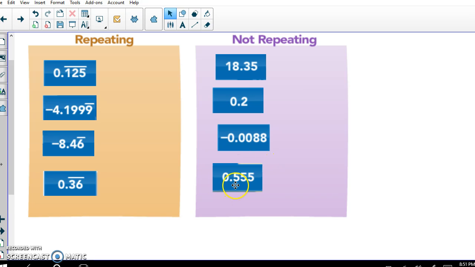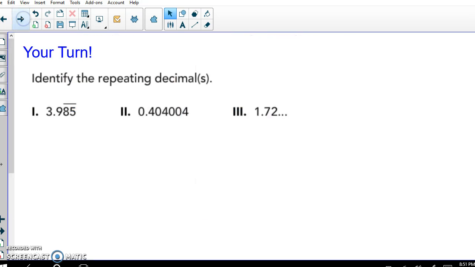The same goes for 0.555. Even though that 5 digit repeats 3 times, there's no indication that it continues repeating. There's neither the bar nor the dot dot dot. So these would be examples of non-repeating decimals, and great non-examples to list on your note sheets.